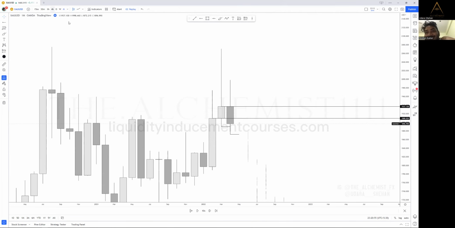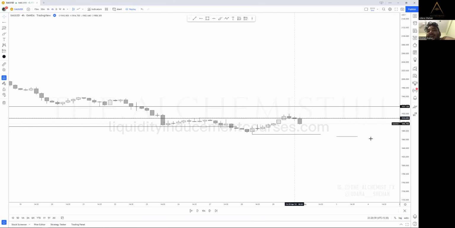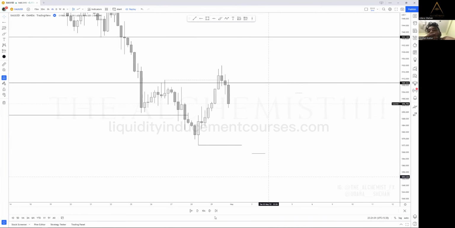Now I'm not going to jump from monthly to the 4 hour directly. I'm only showing you what we do on the monthly time frame. So now let's see what price is going to do.